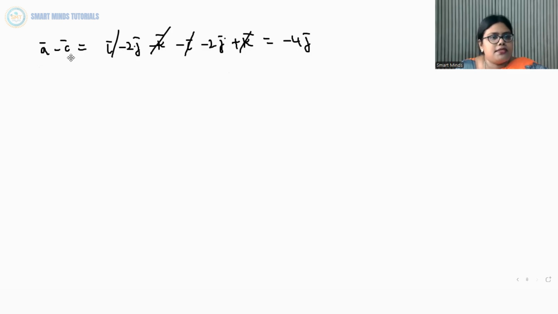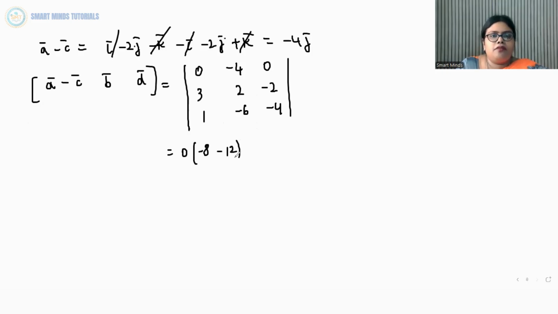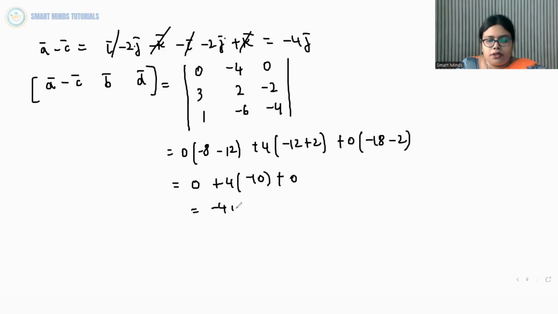Now after getting A bar minus C bar, we will find scalar triple product of A minus C, B and D. Again take the determinant. From A minus C, you don't have I and K. So let us take 0, minus 4, 0. And what is B bar? 3, 2, minus 2. And what is D? 1 minus 6 minus 4. That is determinant. Okay. Now, how to expand the determinant? 0 into minus 8 minus 12 plus 4 into minus 12 plus 2 plus 0 into minus 18 minus 2. 0 into anything is 0 plus 4 into minus 10 plus 0, that is minus 40.